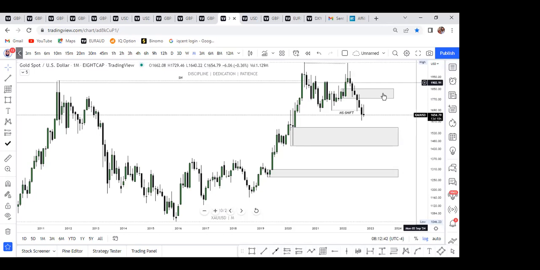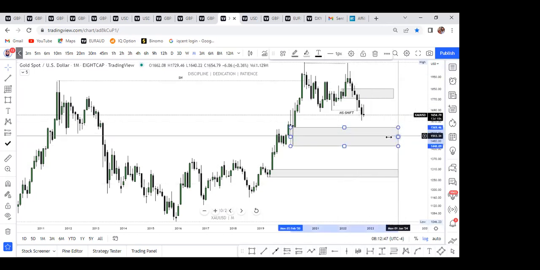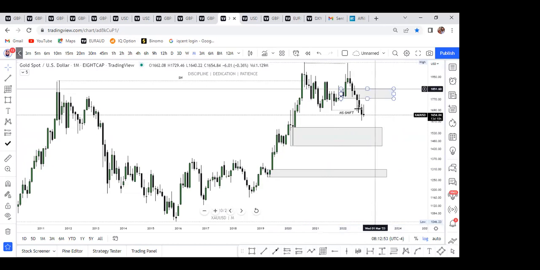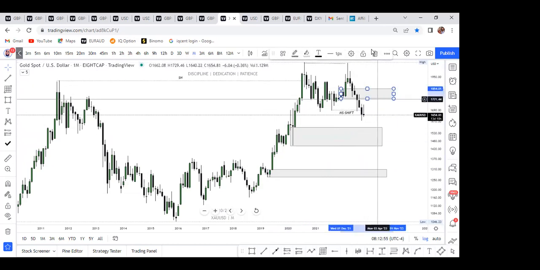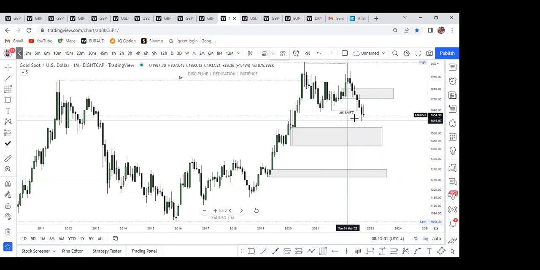So we can see that we are what? Targeting this monthly range liquidity. There's nothing you can do about it. Try to take this previous month. And what was the previous month? Previous month is September.